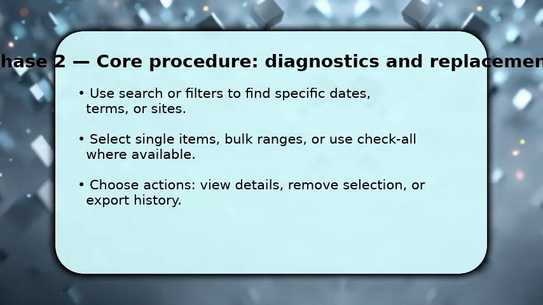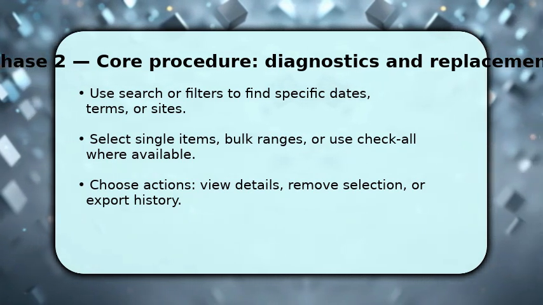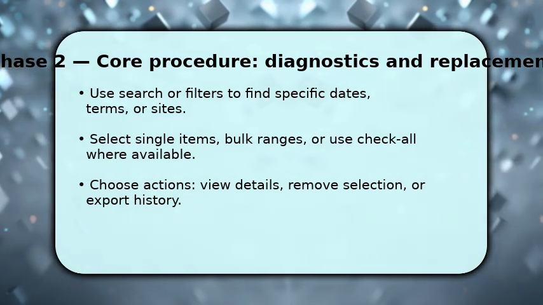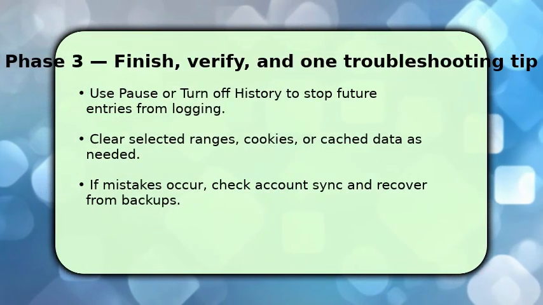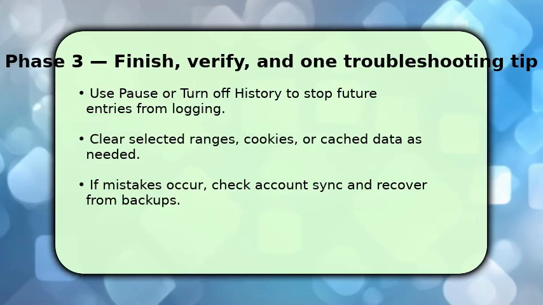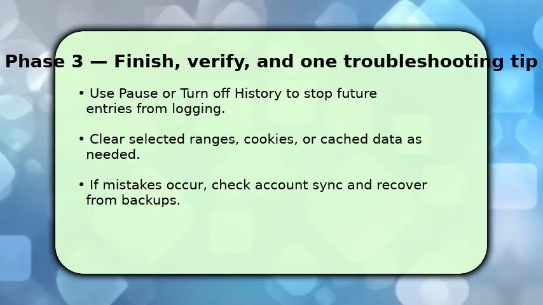Finish by choosing whether to pause history collection or clear selected ranges. Pausing prevents new entries while you assess long-term policy. When clearing, you can remove browsing items, cookies, or cached data. Make sure to confirm the chosen time window so you don't erase more than intended.